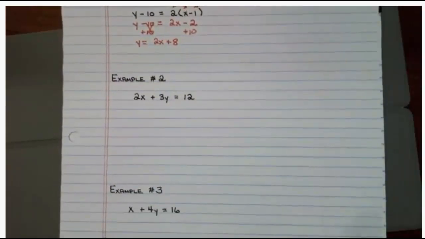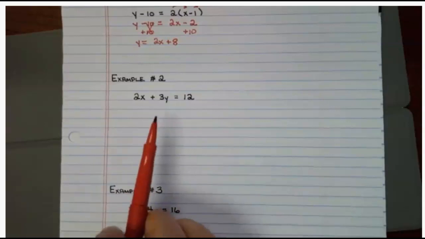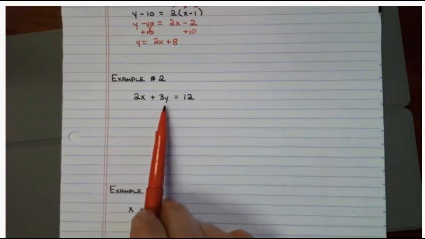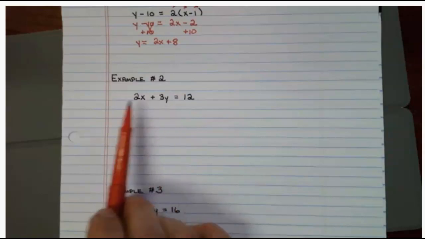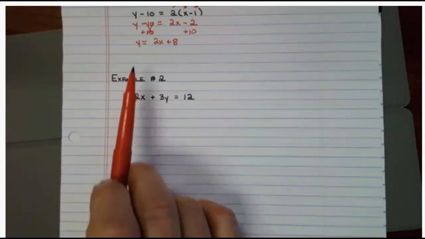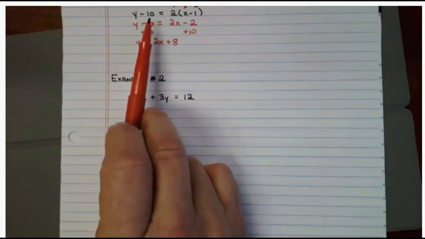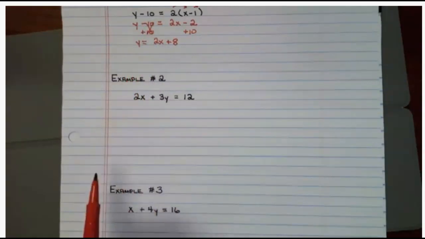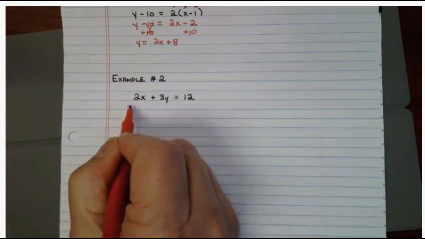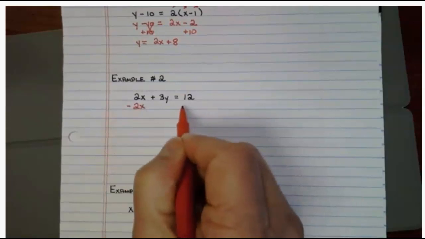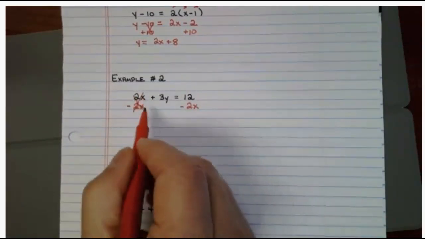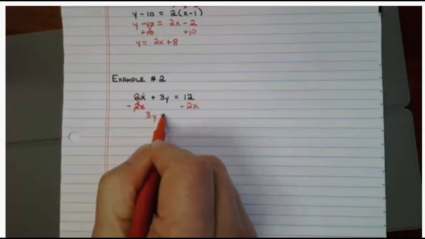Example number 2. I need to make this equation look like y is equal to. That means the y needs to be by itself. I need to get rid of this 2x, just like up here where I got rid of the -10. Opposite of -10 was +10. I need to get rid of this 2x right here. I'm going to do that by subtracting 2x from both sides. That's going to cancel out. I'm going to be left with 3y is equal to.